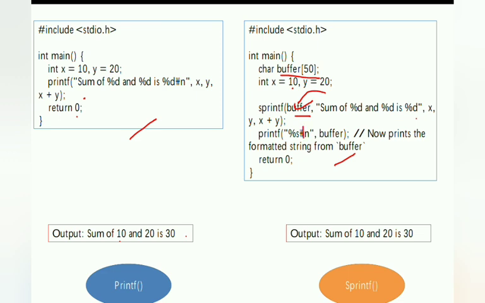Okay. So now the output is: sum of 10 and 20 is 30. If you want to print something to the console, then you have to use printf definitely. So this is the difference between printf and sprintf. So the correct option is option D. It operates on the string. Okay, sprintf will operate on the string.